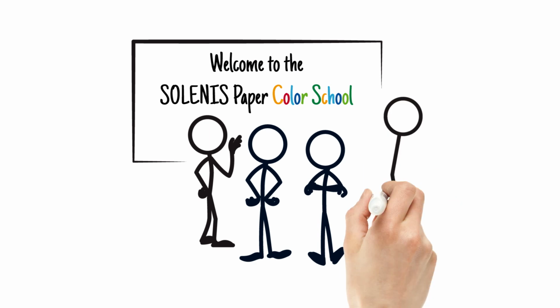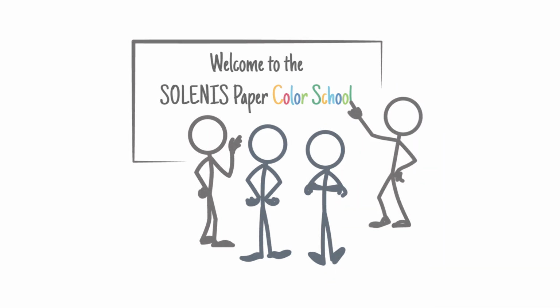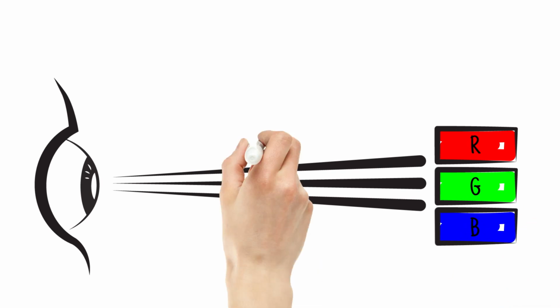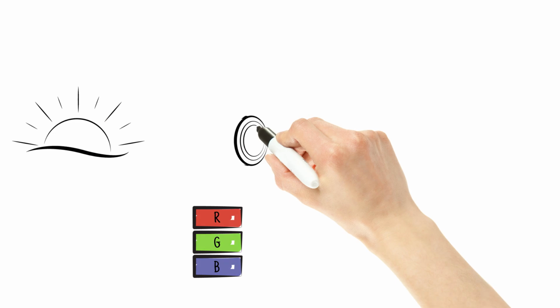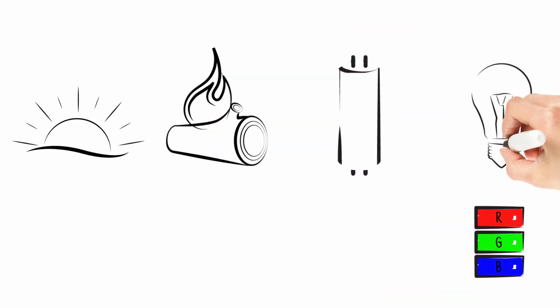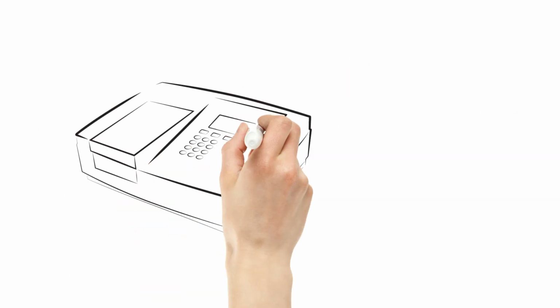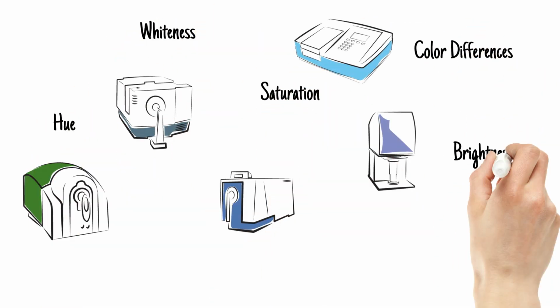Learn from our experts at the Solenis Paper Color School. Learn the basics. For example, in order to see color, there must be light. And there are different kinds of light. This affects how color is perceived, because the perception of color is totally subjective. As a result, we teach you how to use advanced tools for the objective measure of color. We will teach you the language of color.